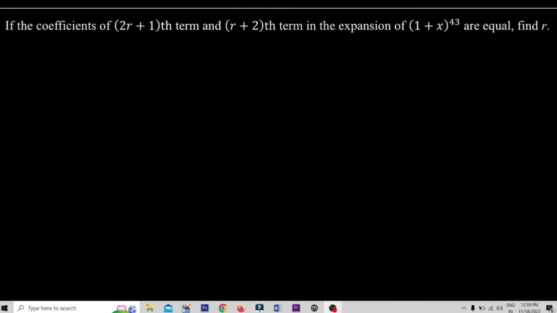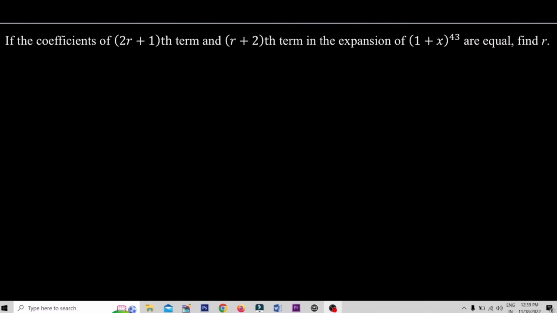Let us go to the next sum. This is question number 18. So in this question, (1 plus x) to the power 43. If the coefficients of the (2r plus 1)th and (r plus 2)th terms are equal, what to do? Same thing. The coefficient of the (2r plus 1)th term means 43C2r, and the coefficient of the (r plus 2)th term means 43C(r plus 1).